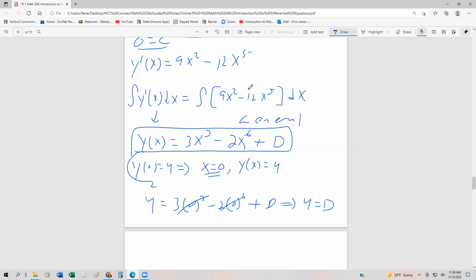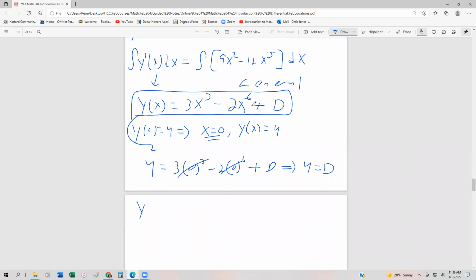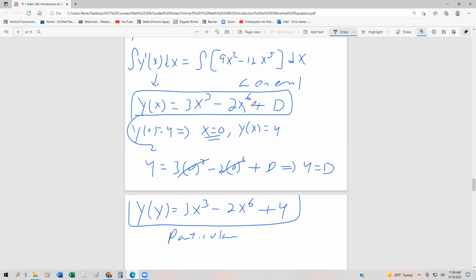Okay. If we substitute back in, we get that y of x is equal to 3x cubed minus 2x to the 6th. And instead of d, we have plus 4. And this is our particular solution.